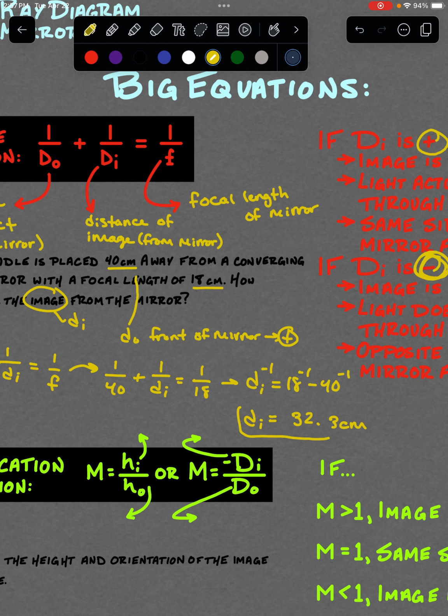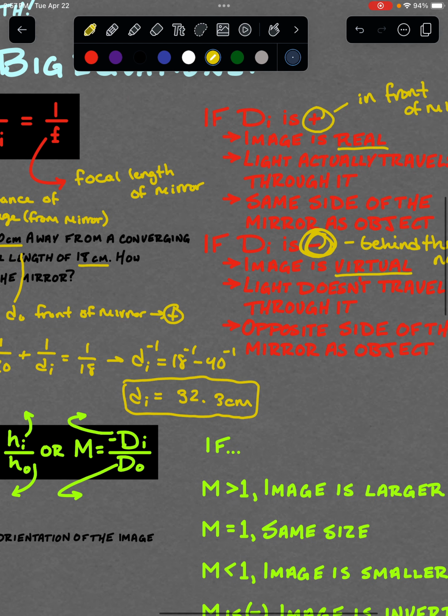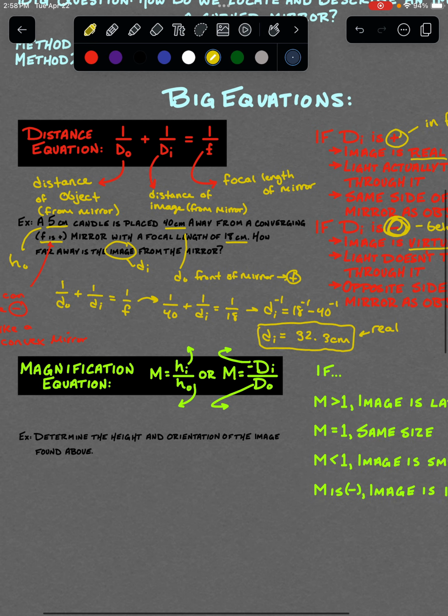Centimeters. So great, there's my distance of the image. It's a positive 32.3 centimeters. So guess what? It is a real image in front of the mirror. Neat.